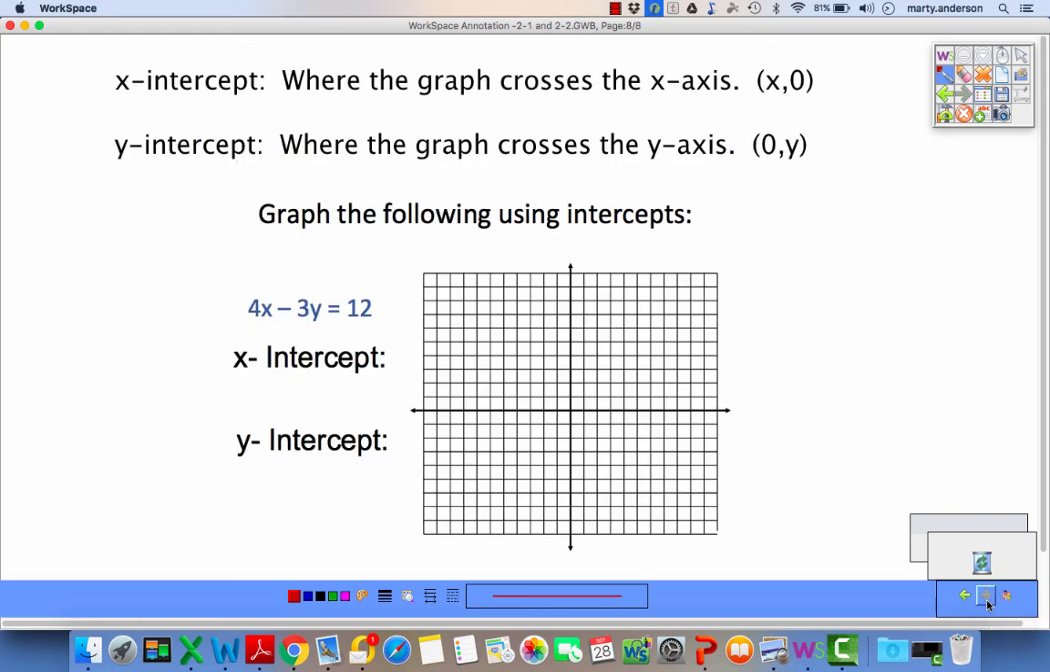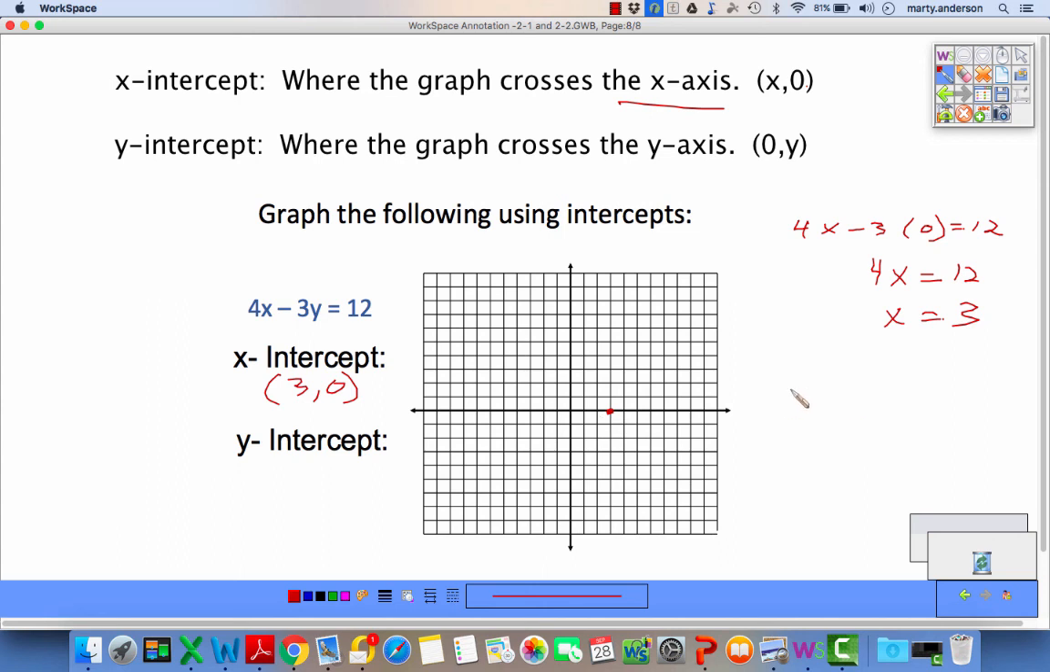X-intercepts and y-intercepts, they're going to ask you to graph some of these. An x-intercept, where the graph crosses the x-axis, is going to be an ordered pair of something comma 0. So what we're going to do is put a y value of 0 in. So calculating the x-intercept, I'm going to do 4x minus 3 times 0 equals 12. 4x equals 12. X equals 3. Boom. I know that my x-intercept is 3, 0. We'll scroll over to 1, 2, 3, 0.